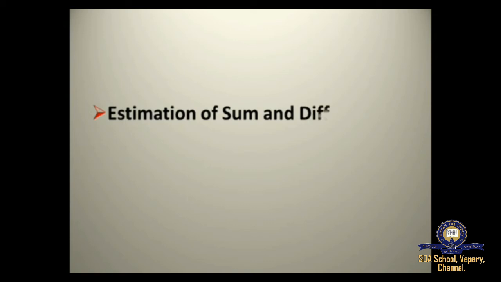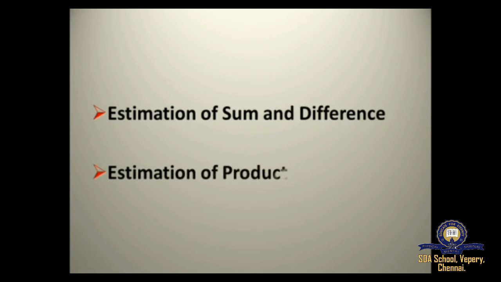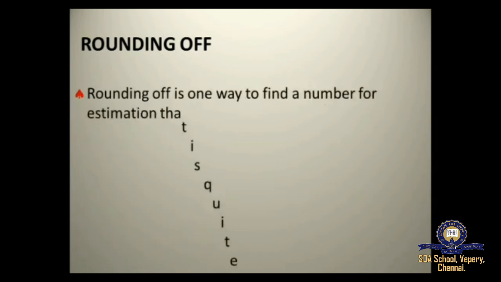Okay, so what we are going to learn next is estimation of numbers. In estimation of numbers, we'll be learning about estimation of sum and difference, and then we'll be learning about estimation of product and quotient. Okay, so before moving on to estimation, we need to know what is rounding off. What is rounding off? Rounding off is one of the ways to find a number for estimation that is quite convenient.